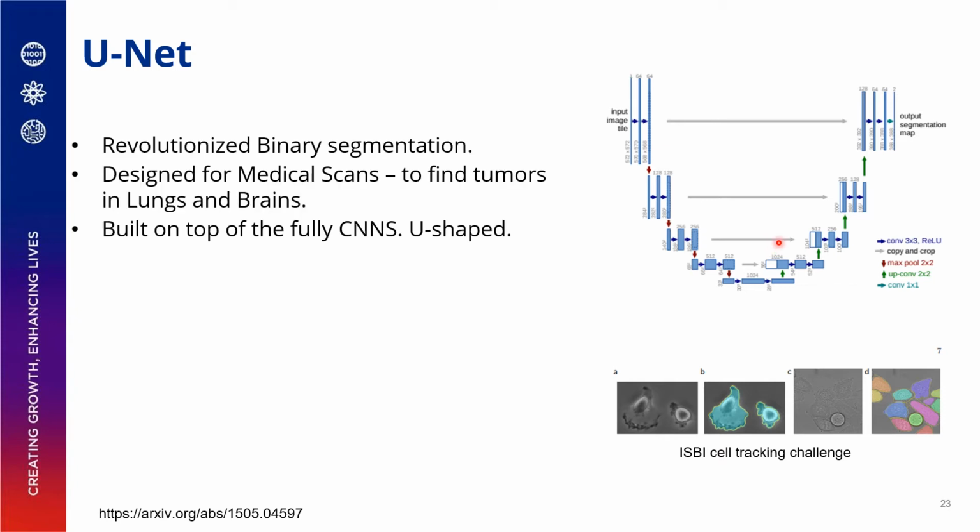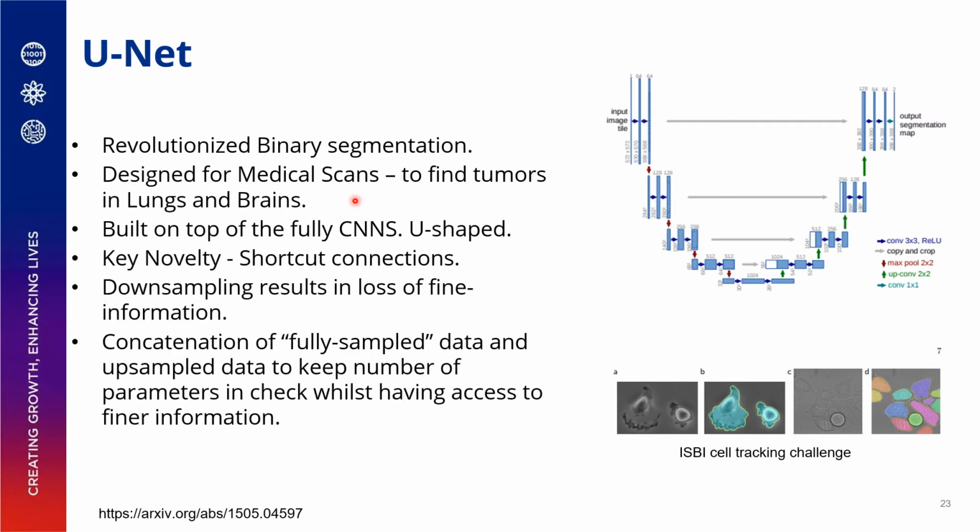So this paper basically revolutionized binary segmentation. It has, I believe, more than 1,000 citations. It was mainly designed for medical scans to find tumors in lungs and brains for your LiTS and BRATS dataset. There are so many variants that came out after U-Net, and we'll talk about a couple of them. It's built on top of fully convolutional neural networks, U-shaped. The novelty over here that I talked about are these skip connections, or shortcut connections, as they call it.